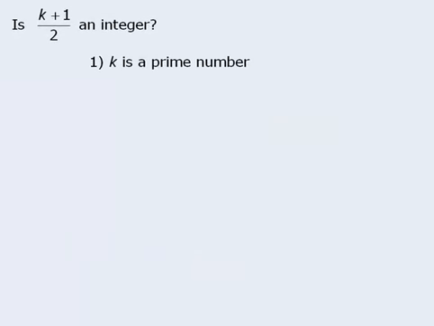Here we want to determine whether k plus 1 over 2 is an integer. Now statement 1 tells us that k is a prime number. On the GMAT, when you are told that a number is prime, you are often being tested on your knowledge of one of two important facts. The first fact is that prime numbers have exactly two positive divisors, and the second fact is that all prime numbers are odd except for the number 2. Now the second fact is being tested here.